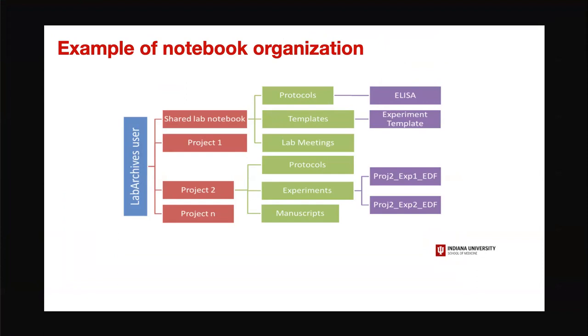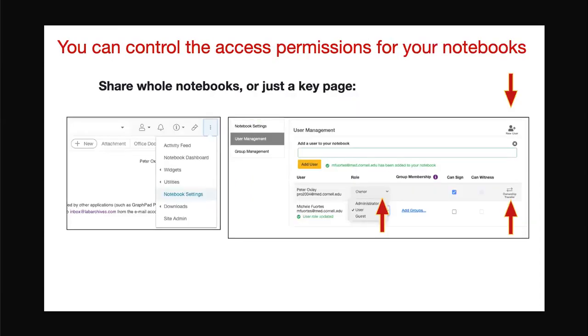I have a couple more examples actually. This is an example from Indiana University. So most people have a user, and most people organize it by project. So you have a shared lab notebook with protocols, templates, notes from lab meeting, etc. And then one notebook for each of the projects. And since you can share the lab notebook with everything, it's very easy to create that shared notebook.